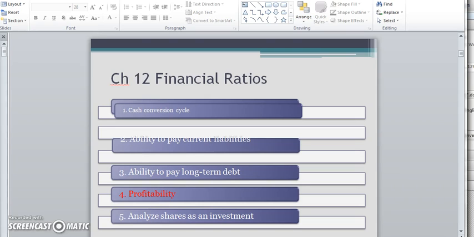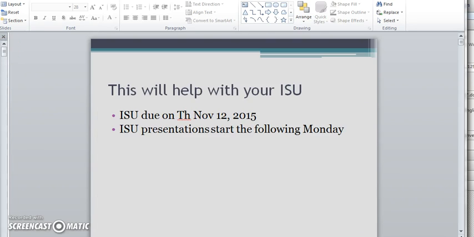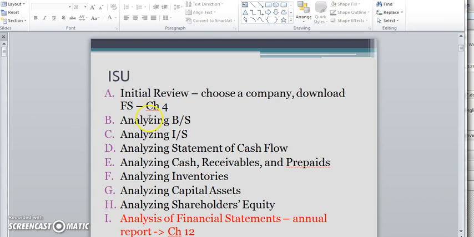In this fourth video on financial ratios, we're looking at the profitability ratios. Now, some of you are probably saying, why are we doing this? Well, it's because we have this ISU, which is due on the 12th of November. So we have about 4 months. And there's a report with presentations that you're doing starting the following Monday. And these are all the different components of your ISU.